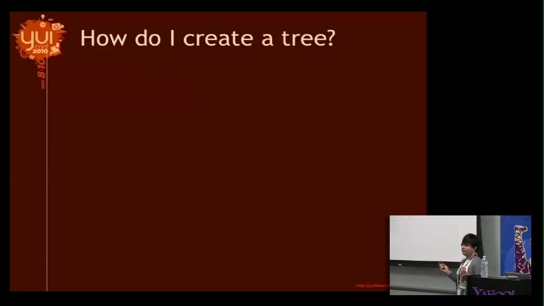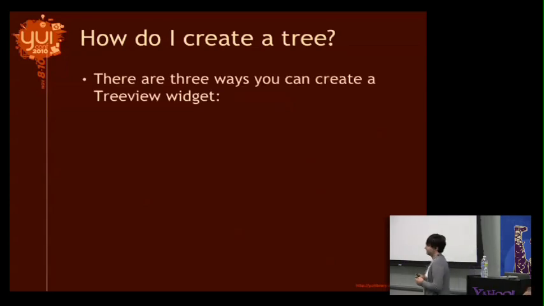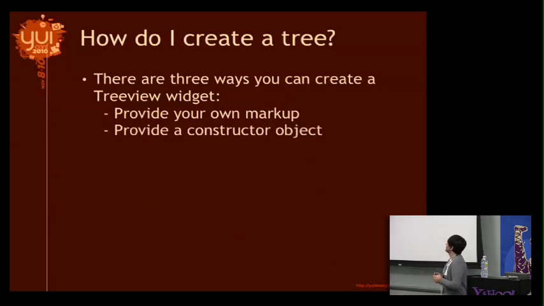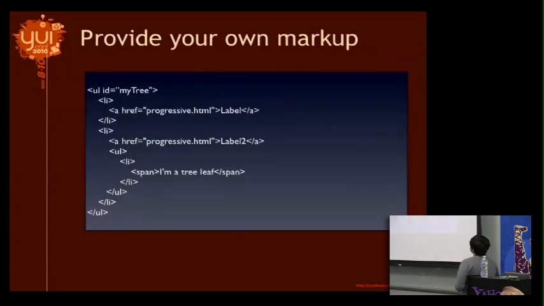So, how do I create a tree? Well, as you would expect, there are three ways you can create a tree. You can provide your own markup, you can provide a constructor object, or you can load a tree on demand, on all its nodes. So let's take a quick example. If you were to provide your own markup, this is how it would look.